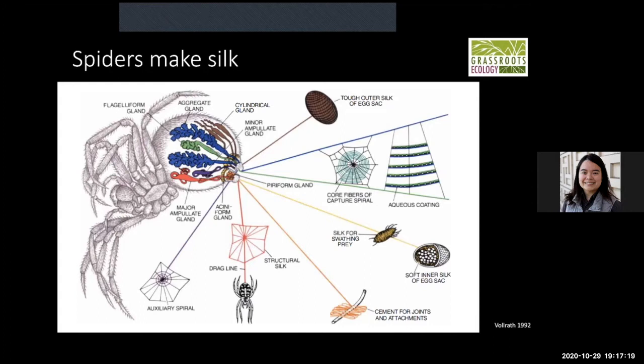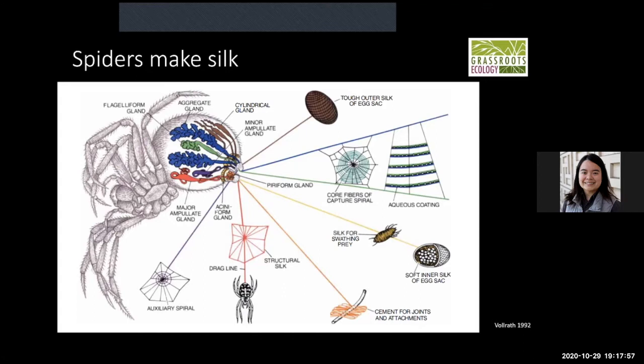Or if a spider is running away and jumping off a branch, you'll see that it leaves a piece of silk thread behind so that it can rappel downwards. That's known as dragline silk. If it wants to anchor that dragline, it will create silk that acts like cement to anchor it down. And orb weavers especially can create a special type of silk that is actually sticky, sticky enough so that small prey like flying insects can get trapped and stuck in the web.